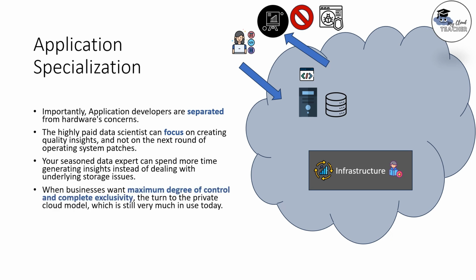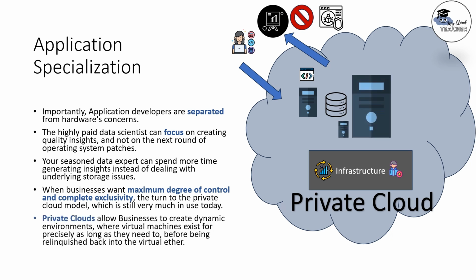When businesses want maximum degree of control and complete exclusivity, they turn to the private cloud model, which is still very much in use today. Private clouds allow businesses to create dynamic environments, an environment where virtual machines exist for precisely as long as they need to, before being relinquished back into the virtual ether.